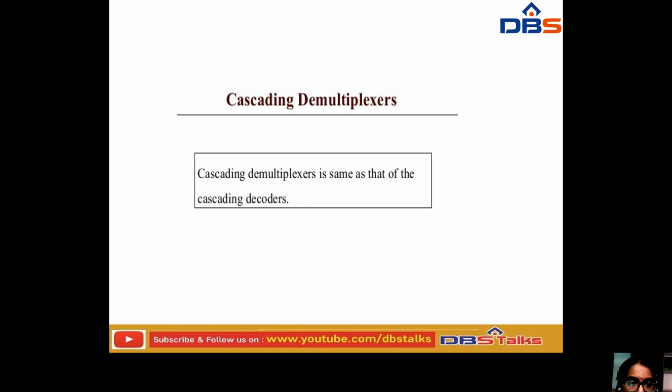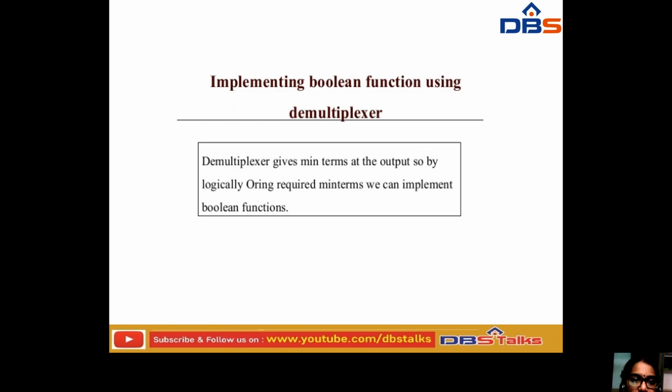Now let us see how we are going to cascade these demultiplexers. Cascading demultiplexers is the same as cascading decoders. In the previous classes itself, we have seen how we cascade decoders. Just like that, we can cascade the demultiplexers. Now let us see how we have cascaded these demultiplexers.